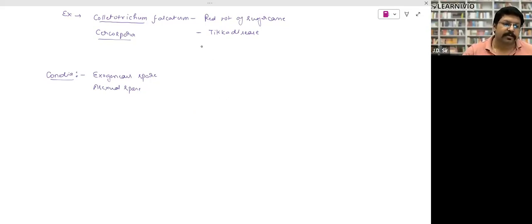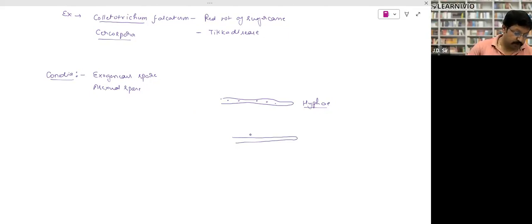So suppose that this is a mycelium. This is a hypha, right? It's a simple hypha. When asexual reproduction takes place, what will happen? From this hypha, another hypha will originate. Right? So another hypha will come out from here. This is just the asexual reproduction part.